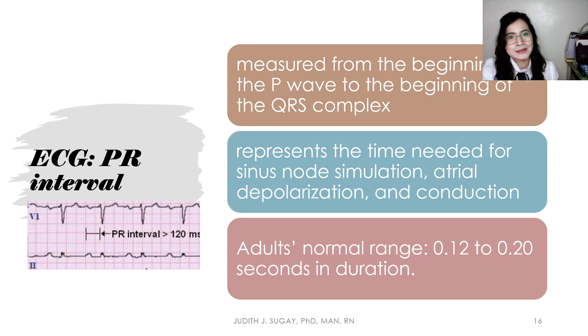Okay, let's now discuss the intervals. So we have intervals here. The PR interval is measured from the beginning of the P wave to the beginning of the QRS complex. It represents the time needed for sinus stimulation, atrial depolarization, and conduction as well. For adults, the normal range is between 0.12 to 0.20 seconds in duration.